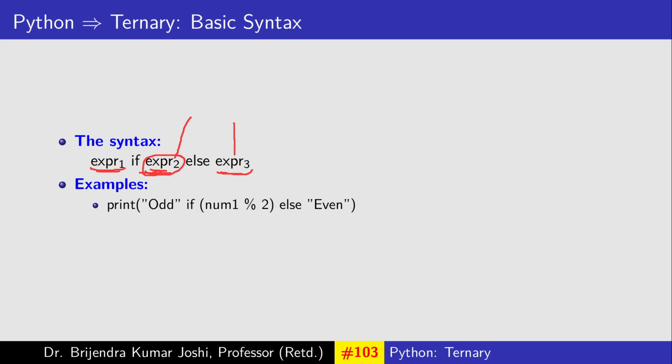The example is a single statement, print odd. It will print odd if this expression is true. Suppose num1 is some integer %2. If the integer is odd, this mod operation will result in 1, which is true, so this line would print odd. If it is an even number, it will print even.